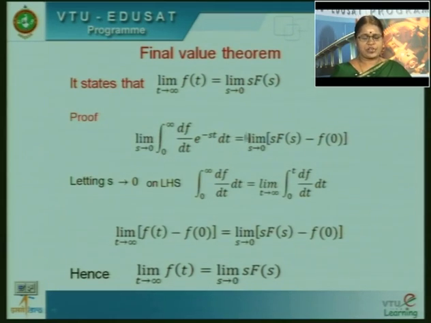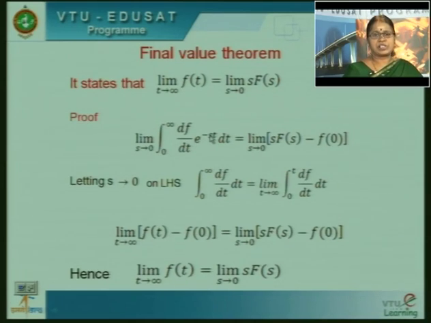This Laplace transform of derivative of a function is given by s into F of s minus f of 0. So, limit s tending to 0 integral 0 to infinity df by dt e power minus st dt can be written as limit s tending to 0 s into F of s minus f of 0. Now, let me substitute the value of s is equal to 0 in this integral. If I substitute s is equal to 0 in the integral, what happens?